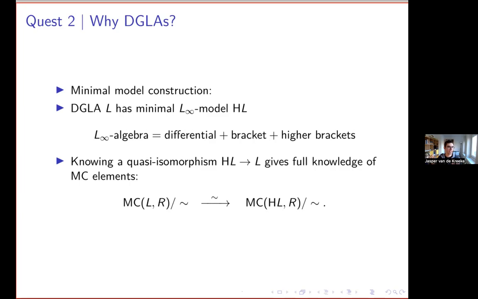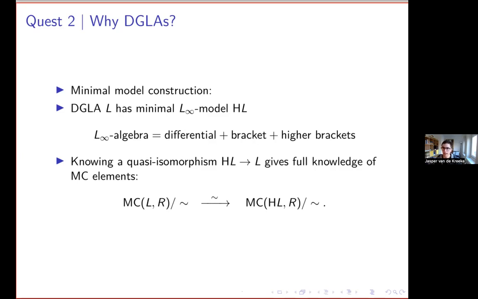So this idea is just like an A infinity algebra, so that L infinity algebra brings extra flexibility. It's just a better, more general notion than DGLAs. And every DGLA L has a minimal model HL. So a minimal model here means that it's an L infinity algebra where the differential vanishes.